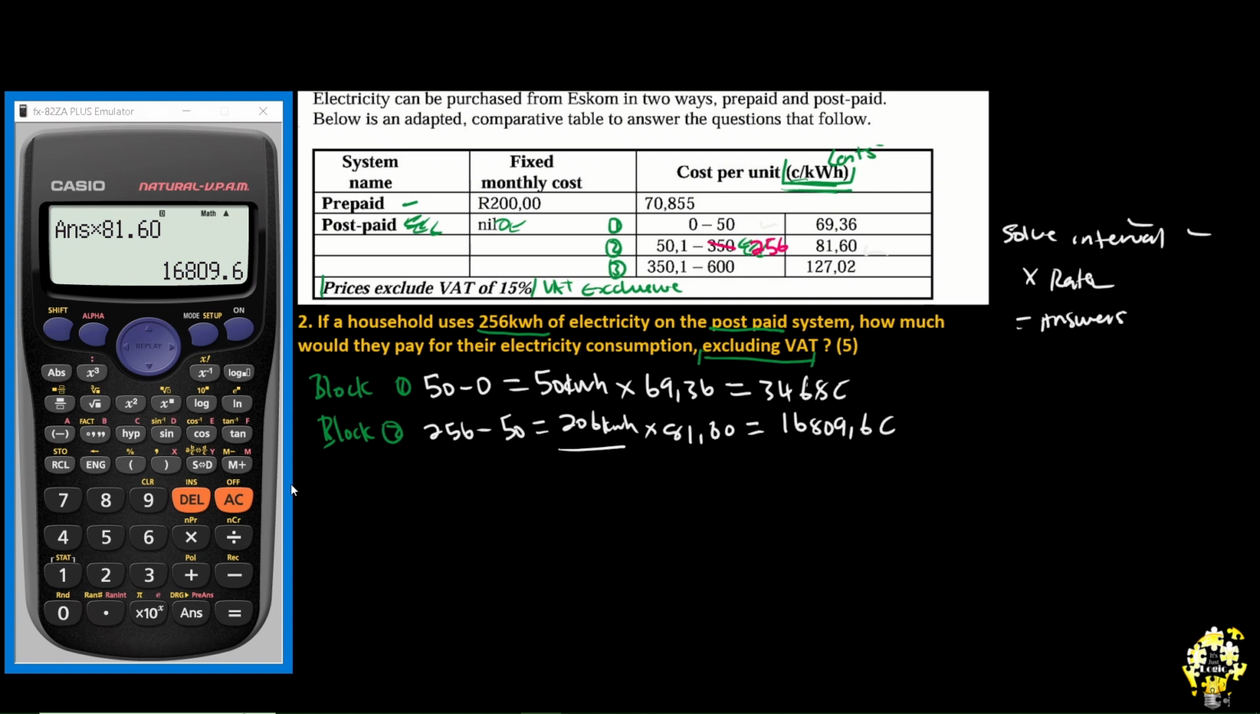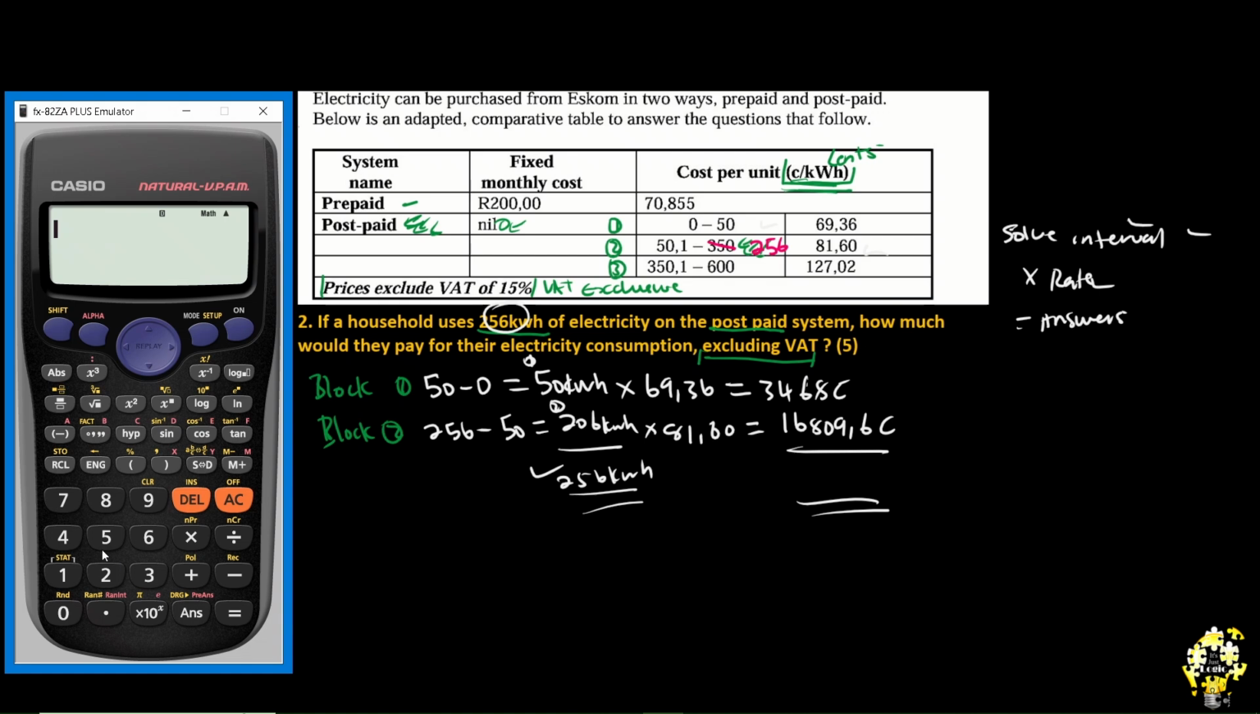Let's prove. Did we account for everything? And how much are we getting? So let's see. We got 50. Remember, this was the first interval. This is the second interval. Plus the second interval, which is 206. Does it give us 256? Yes, it does. It's 256. So we know that we have actually calculated accurately.